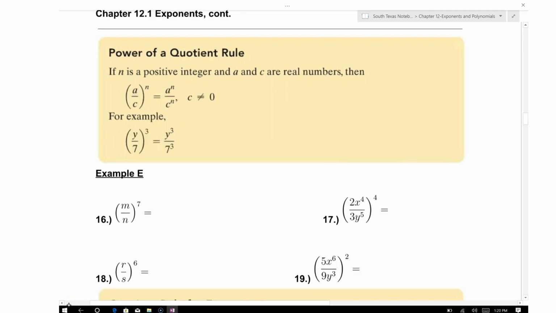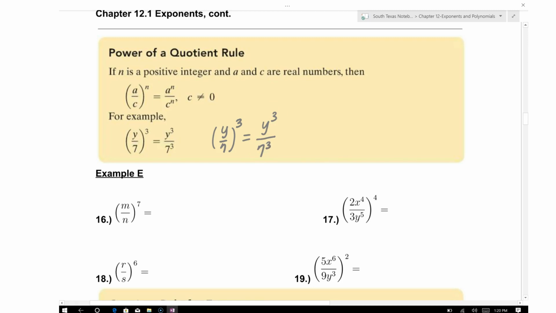The quotient rule refers to when two terms are being divided. So, for example, you have y divided by 7, and this is a quotient. It's raised to the 3rd power. Then what you can say is y to the 3rd divided by 7 to the 3rd will be its equivalence.